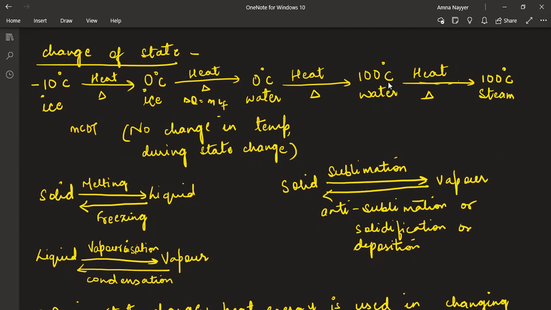So wherever the state is changing, there is no change in the temperature. And whenever temperature is changing, there is no change in the state. So accordingly, you will use the formula.